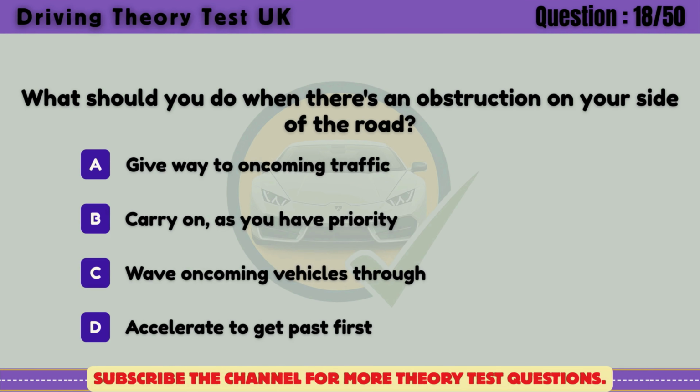Question 18. What should you do when there's an obstruction on your side of the road? Option A. Give way to oncoming traffic. B. Carry on, as you have priority. C. Wave oncoming vehicles through. D. Accelerate to get past first.